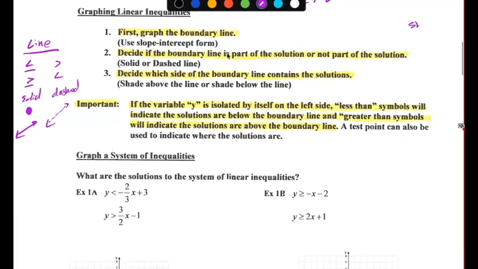For shading, you could do a test point. Or if you're less than, and we have it in proper notation, then we're going to shade below. You're less than the line, you're below it. And if you're greater than, then you're going to be above the line. Again, those only work in proper notation, when y is on the left-hand side.